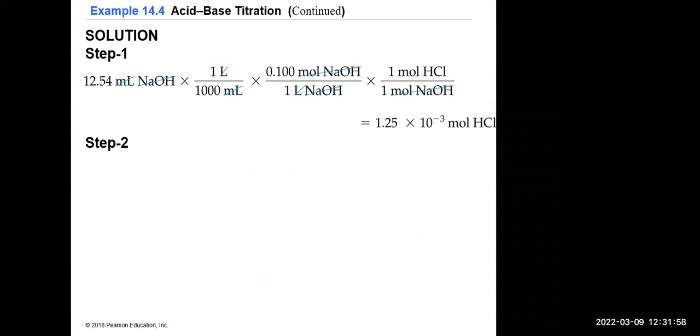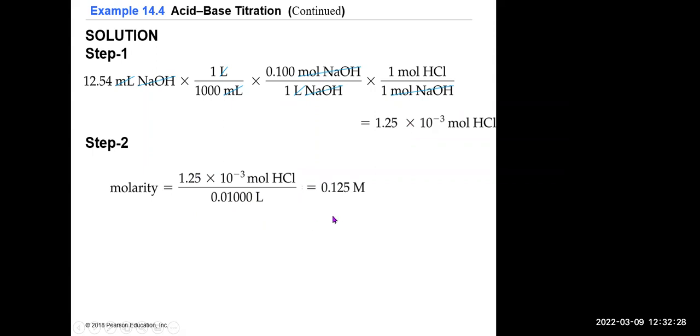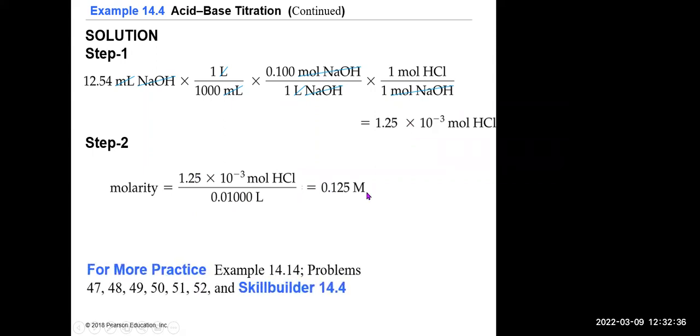The second step is to calculate the molarity. So we know how much volume of the HCl was used. In the question, it's given as 10.00 mL. Then you know 10.00 mL is 0.01000 L. Okay, so this is how we get this volume in L. And the moles number comes from step 1. So therefore we get 0.125 capital M, which is the molarity. So now we have solved the problem.